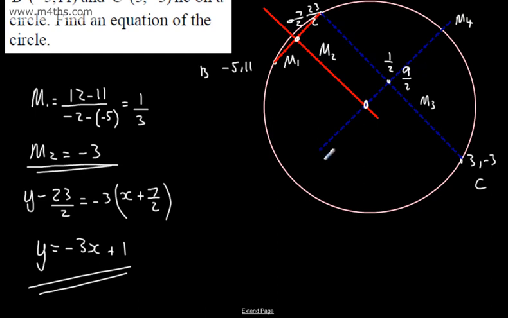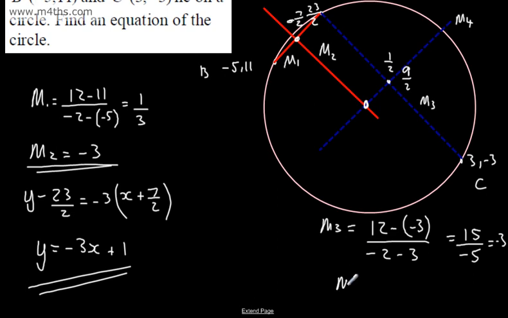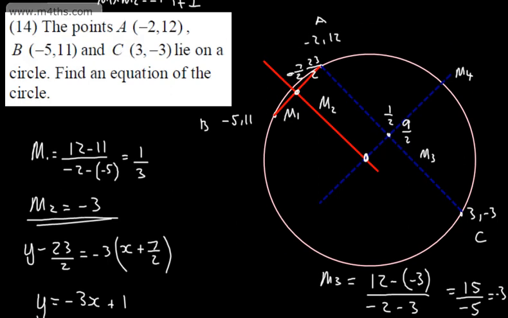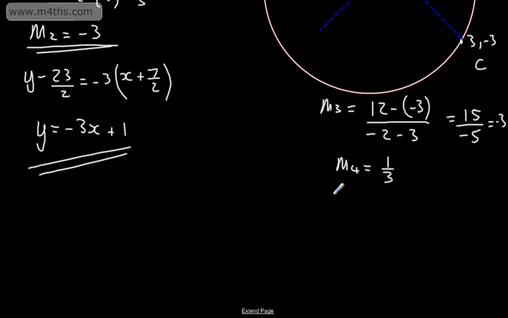I'm going to get the equation of this line, and then we're going to solve simultaneously. So this one right here, let's find m3. m3 will be equal to 12 subtract negative 3 over negative 2 subtract 3. So that's going to be 15 over negative 5, which is going to give us negative 3. So let's just check that works. That is going to give us negative 3. So m4 is going to be equal to positive 1/3. Okay, that's quite nice and interesting. So if we look at these lines, we can see these two are perpendicular as well. That wouldn't always happen, but it has in this particular case.